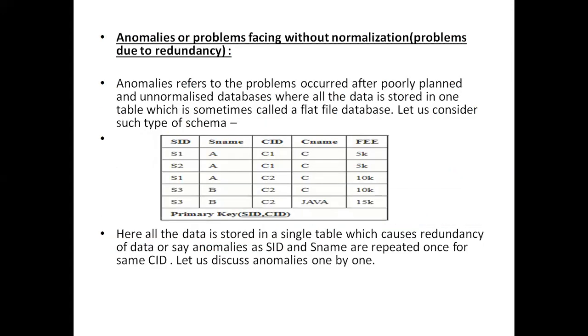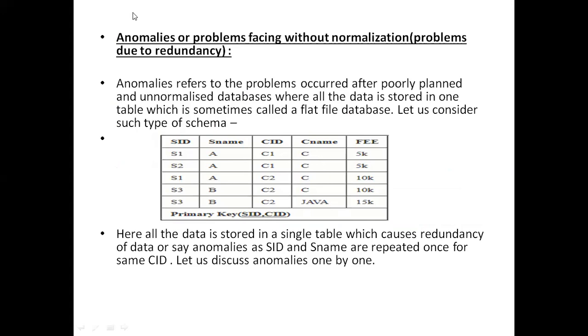Now, next, the first topic of your part one, we'll see, is the problems due to redundancy. What are the problems we are going to face? Anomalies refer to the problems that occur after a poorly planned and unknown database where all the data is going to be stored in a single file, that is a flat file. So what happens when we are maintaining all the data in a single flat file? We'll see on your screen.